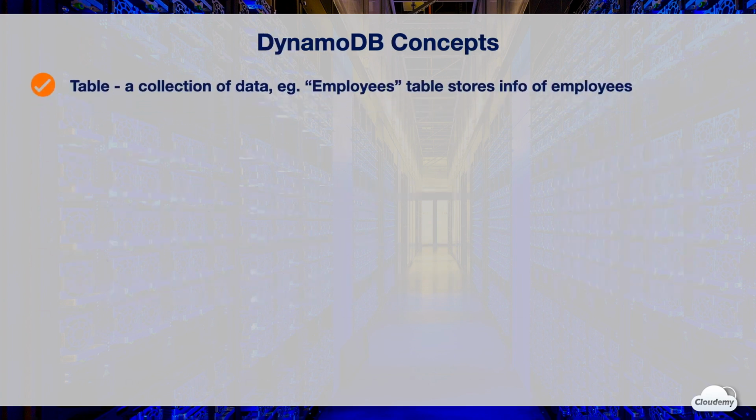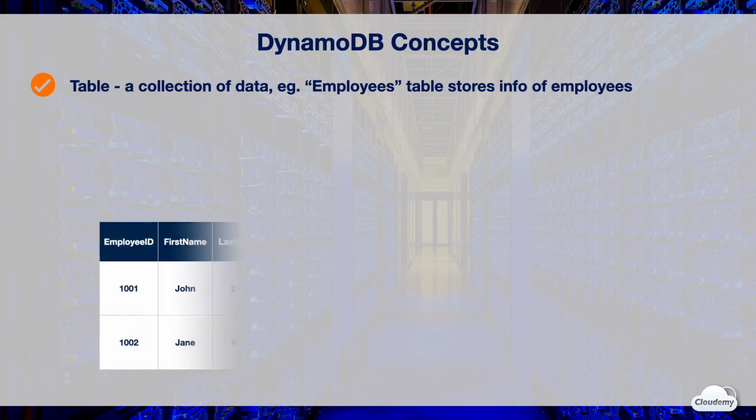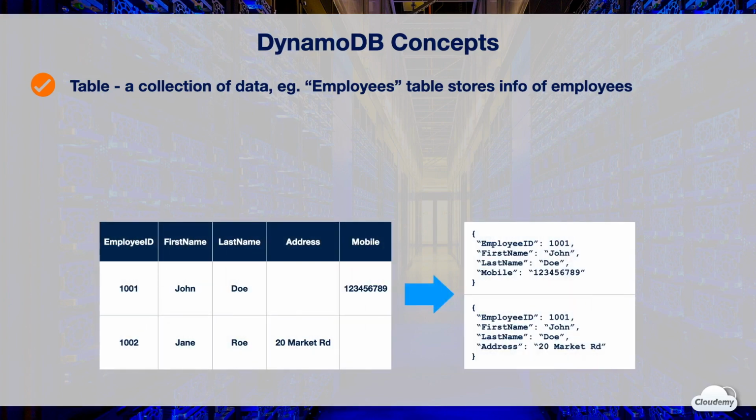DynamoDB stores data in tables. Each table is a collection of items, and each item is a collection of attributes. For example, you can have an employees table to store information about employees, including contact information, employment histories, and employee IDs. You can also have a teams table to store information about team members, projects, and team leaders.